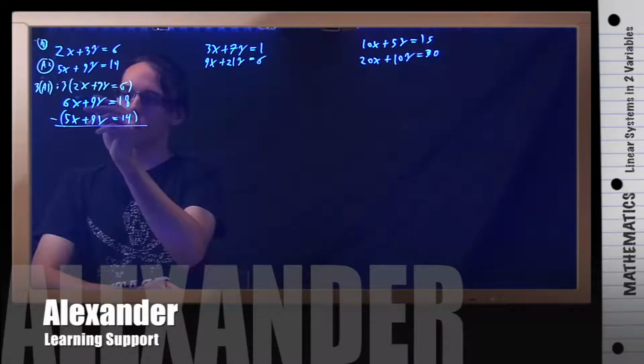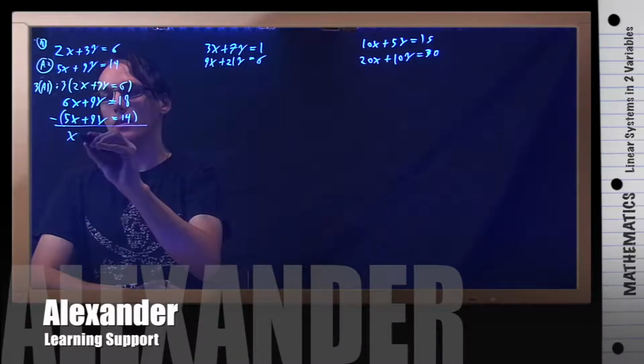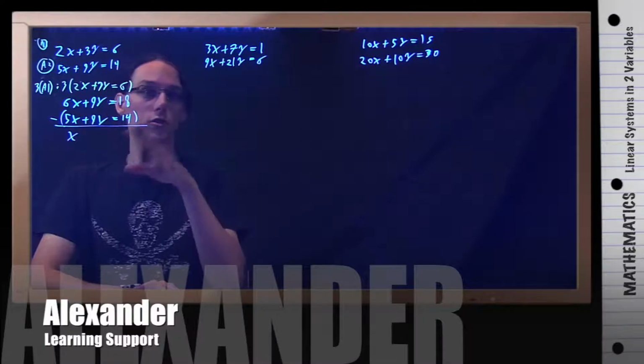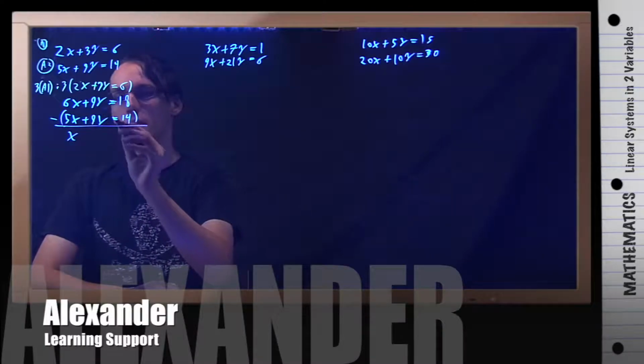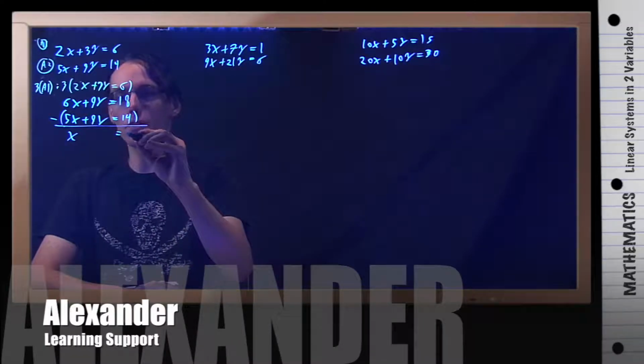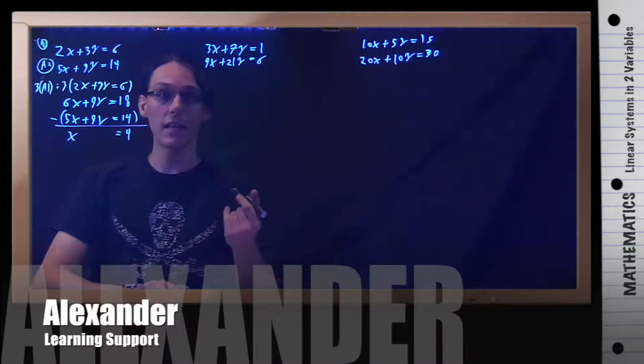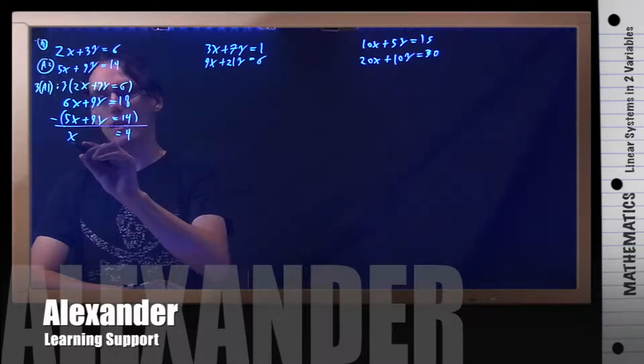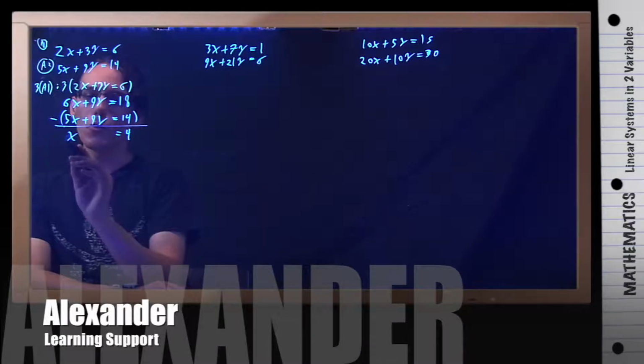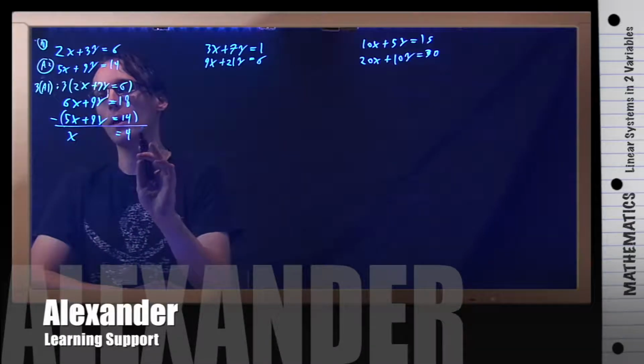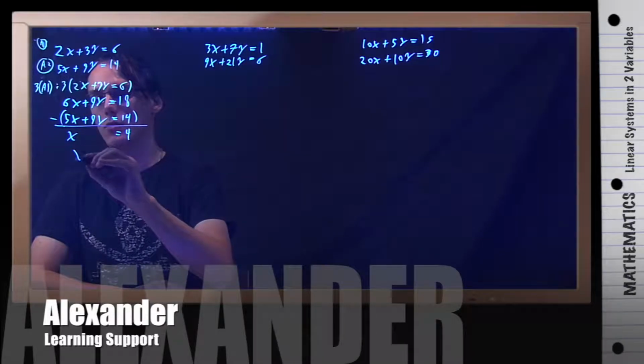And when I do this, 6 minus 5 is a 1x. 9 minus 9 is just 0, so I have eliminated the y's. They're gone. And 18 minus 14 is 4. And in this case, I figured out what x is. x equals 4. In general, you may have a number here still on the x, and you'd have to divide that over to get x all by itself. But in this case, x equals 4.